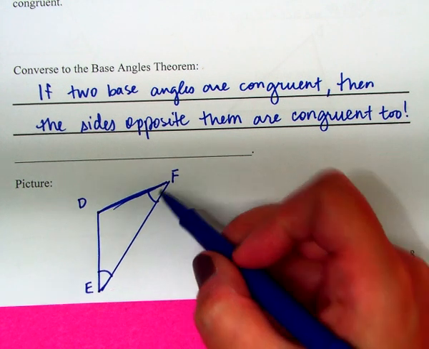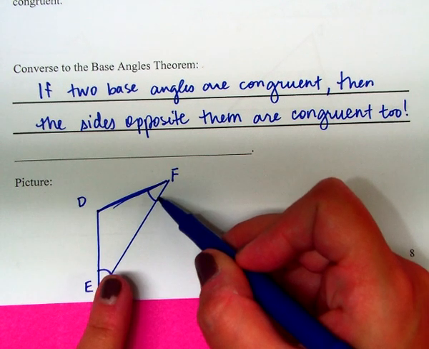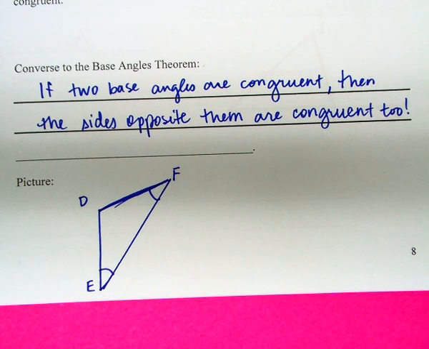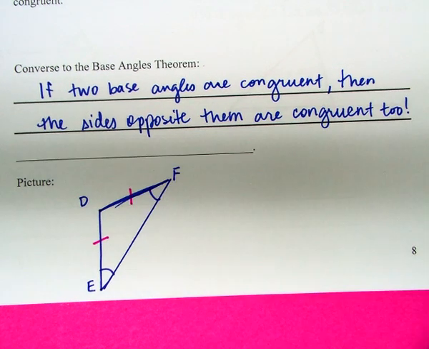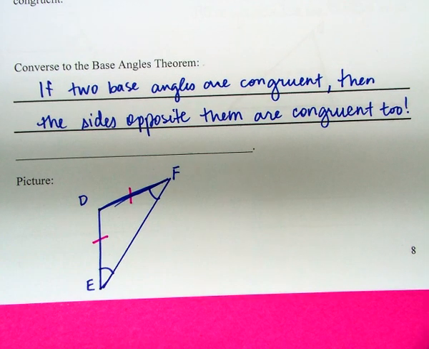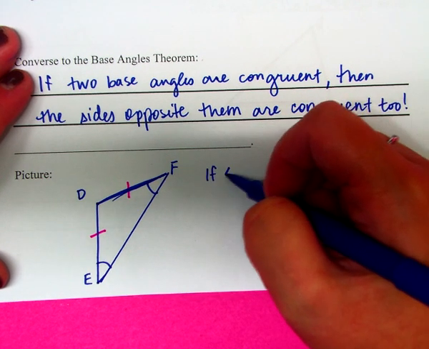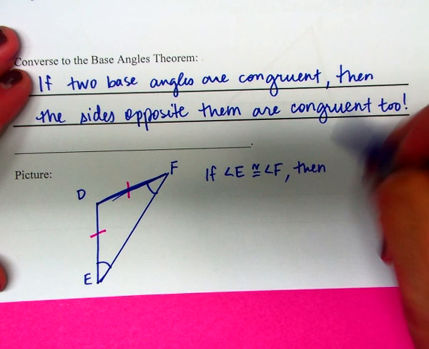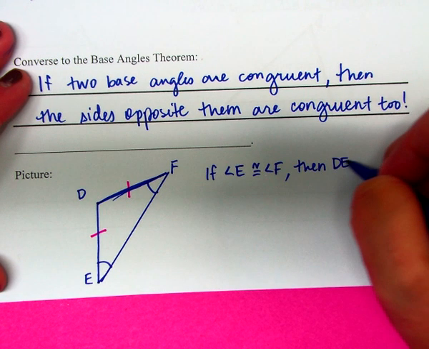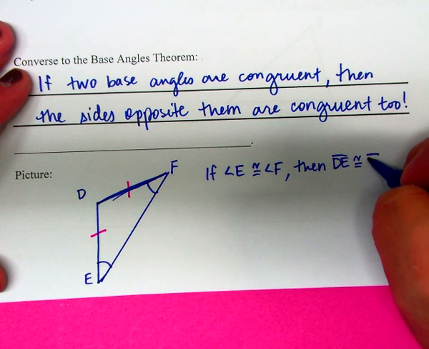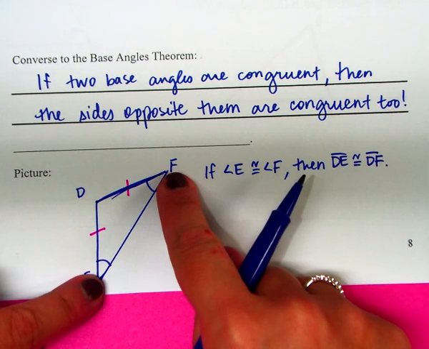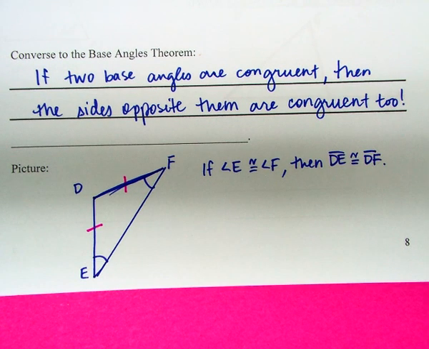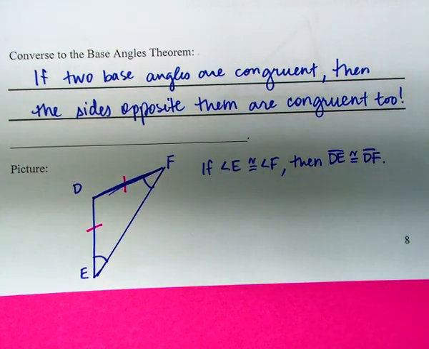These are my base angles. And since the base angles here are congruent, I know that these two sides here are congruent. So I've just marked it in the reverse order than I did up above here, okay? And so the way that we could write this out, we could say, if angle E is congruent to angle F, then we know that side DE is congruent to side DF. Okay? Just following up to the two congruent sides of the triangle. Okay, let's go ahead and flip it over.